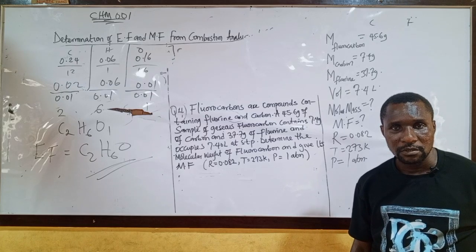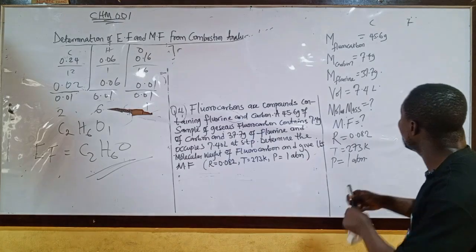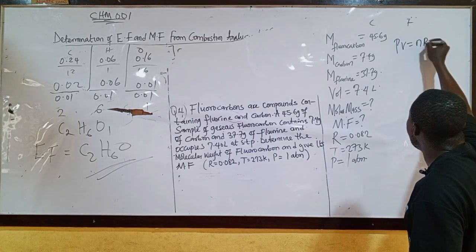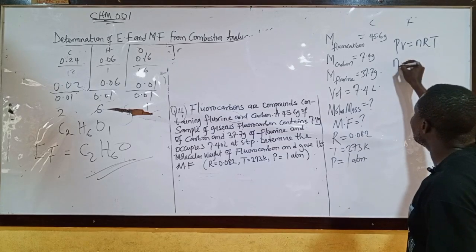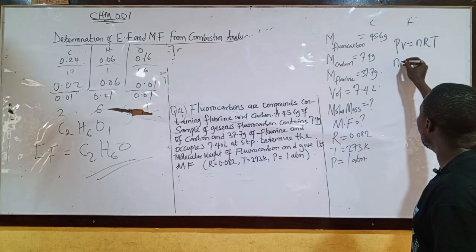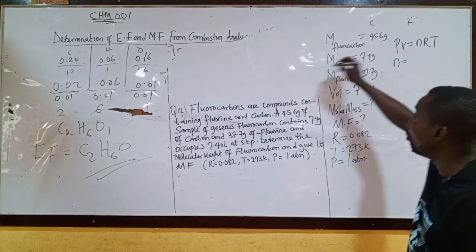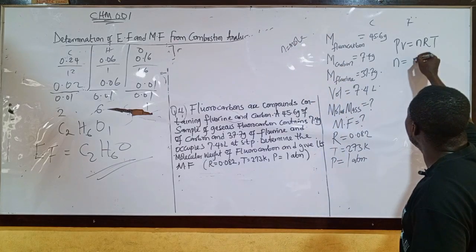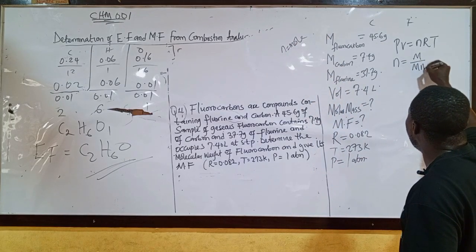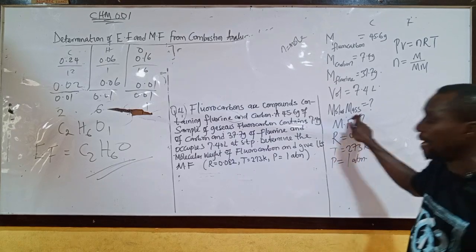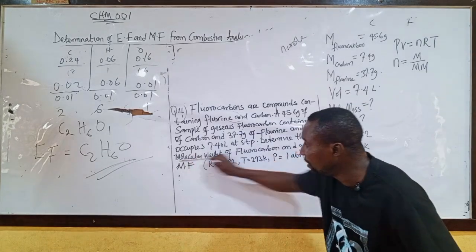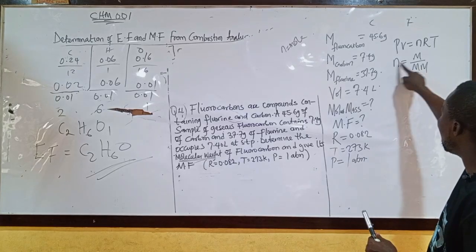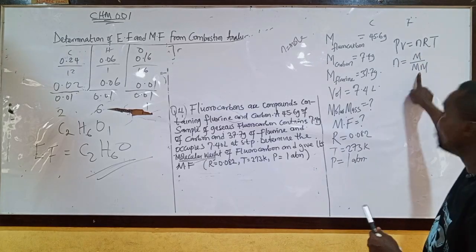From here, which formula do we have? PV equals nRT. And what is n? Mole. And what is mole? Mass over molar mass. We are asked to calculate molar mass, which is the molecular weight. That is molar mass. So mole is mass over molar mass.